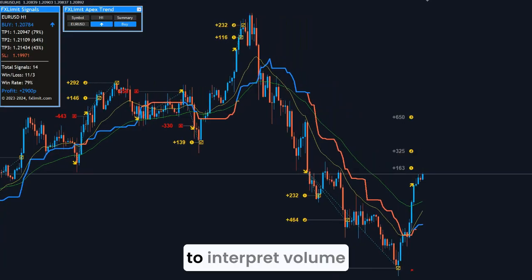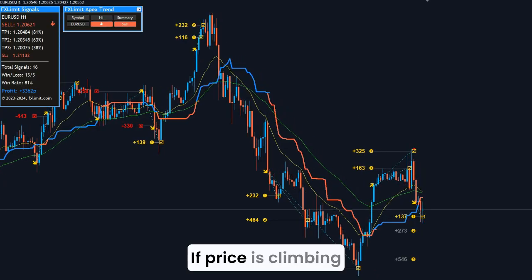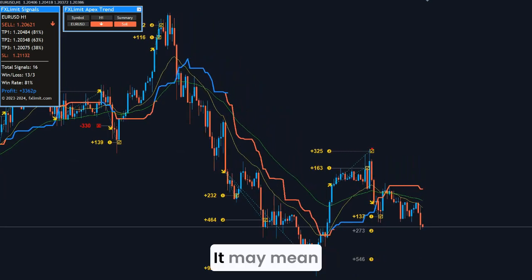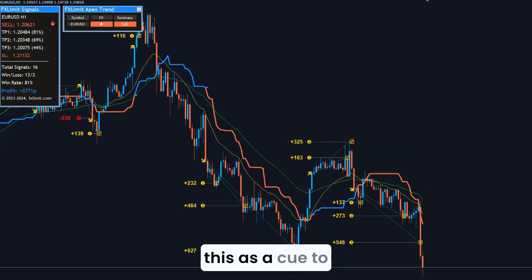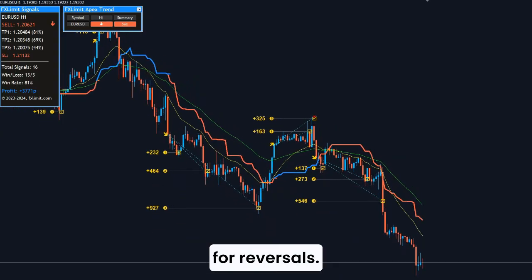Another powerful way to interpret volume is by observing volume divergence. If price is climbing but volume is declining, that's a red flag. It may mean the current trend is running out of steam. Savvy traders use this as a cue to tighten stop losses or even start looking for reversals.